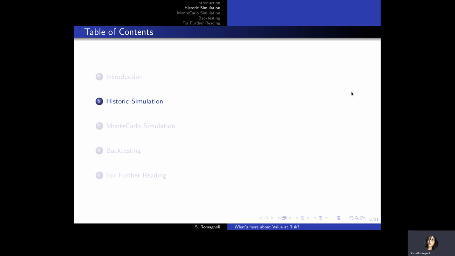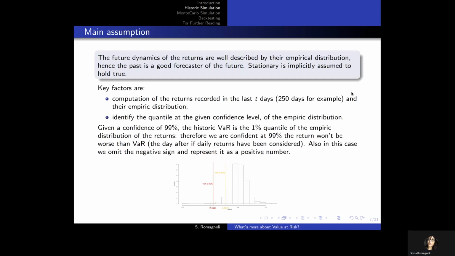The main assumption of the historic simulation is that the future dynamics of the returns of a portfolio or of an asset are well described by their empirical distribution, meaning that the past is a good forecaster of what will happen in the future. We can say that the stationary assumption of the returns distribution must hold true.